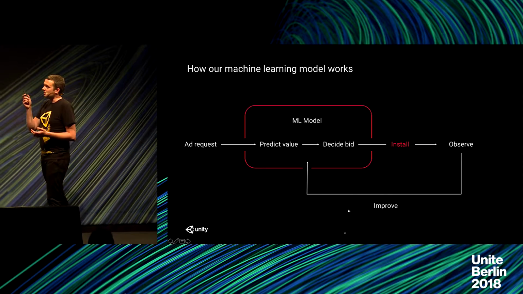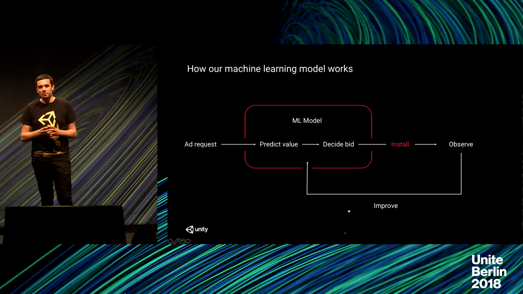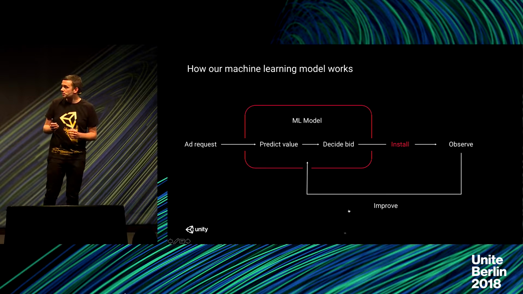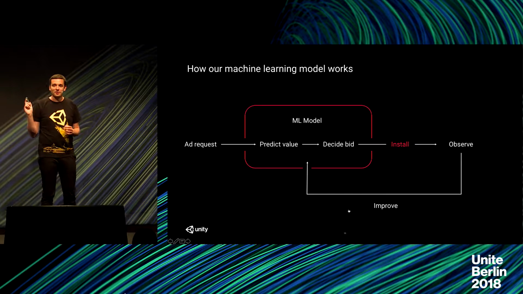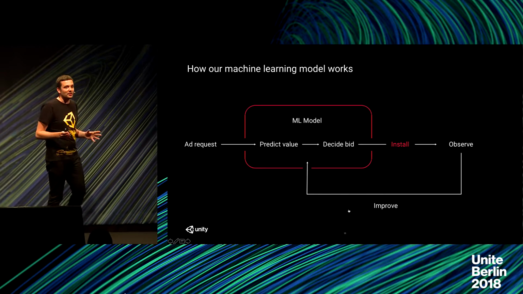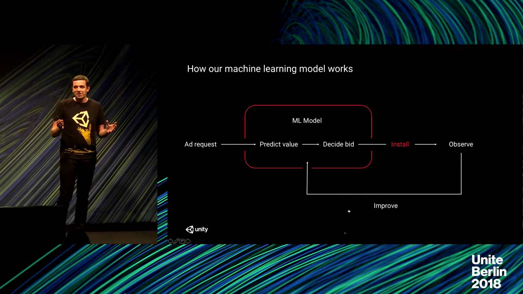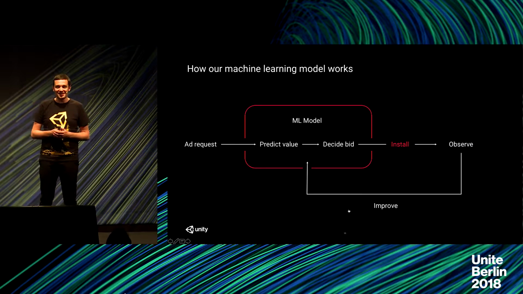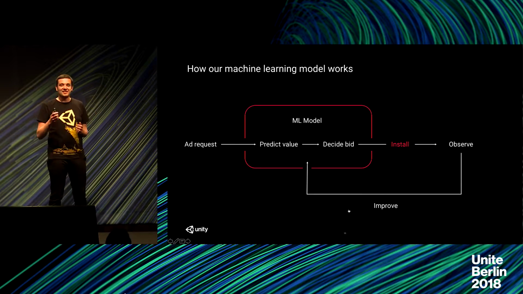So next, I'll jump into how the machine learning model works and then concretely explain how we're evaluating these users. This is a very simplified version of how a machine learning model works for us, and our data science people in Helsinki would probably cringe when they hear me explaining this. But let's take a simple example.